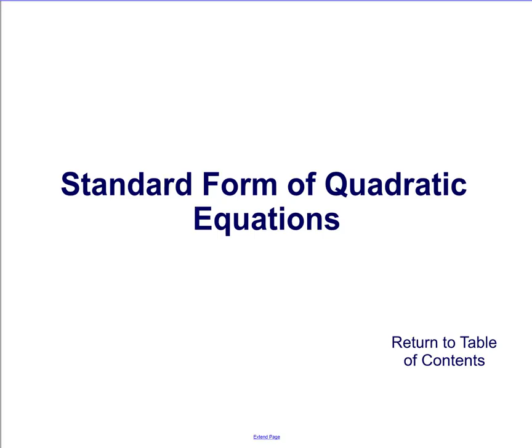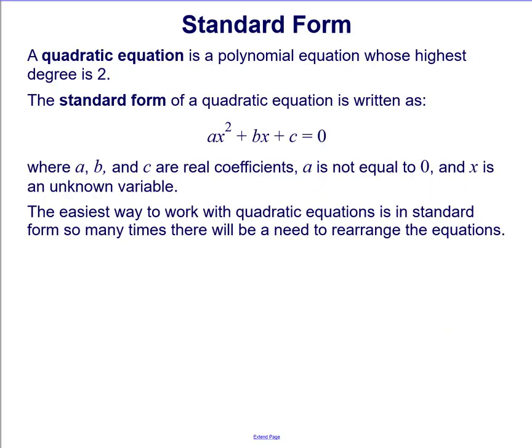Standard form of quadratic equations. A quadratic equation is a polynomial equation whose highest degree is 2. The standard form of a quadratic equation is written as ax squared plus bx plus c is equal to 0, where a, b, and c are real coefficients, a is not equal to 0, and x is an unknown variable.